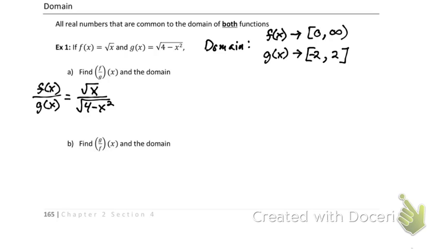Now, when I come up with a domain, that domain has to work for both of these functions. In other words, this says 0 to infinity works for f of x, so I could pick 4 for that one. So I could plug 4 in here, but 4 doesn't work in the bottom. So 4 is not in the domain of the entire function. It's just in part of the function.